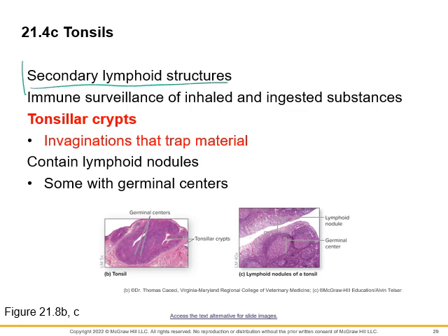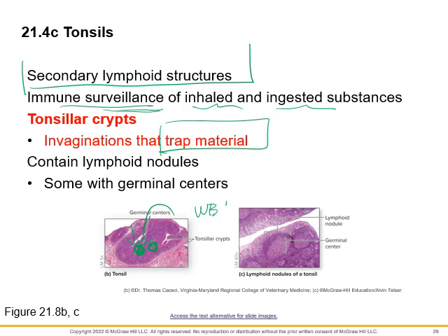Tonsils, again, we're still talking about secondary lymphoid structures. These have immune surveillance as well. So anything that's inhaled or ingested can be trapped in your tonsils. So basically, bacteria gets in, and then it can't escape. And it's going to be attacked by white blood cells, by lymphocytes. So I hope we're seeing a pattern here that a lot of these secondary lymphoid structures are ways to either trap or house material that's already been targeted, a place for your lymphocytes to digest and break down any sort of pathogen that's not supposed to be there.